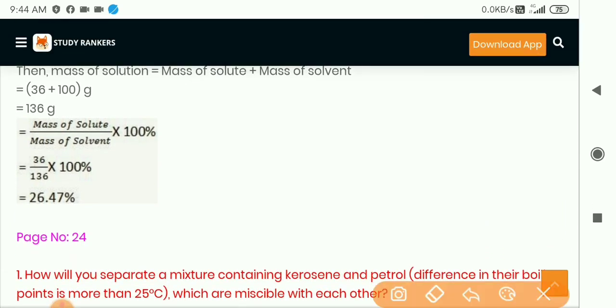See, the mass of solution can be defined like this: mass of solute plus mass of solvent. So 36 is the solute, that is the salt, and 100 is the solvent, so the total becomes 136. We have the formula, mass of solute divided by mass of solution into 100. So percentage of solute, as we can find out, is 36 upon 136 into 100, so it becomes 26.47%. Okay, so this is a simple calculation.